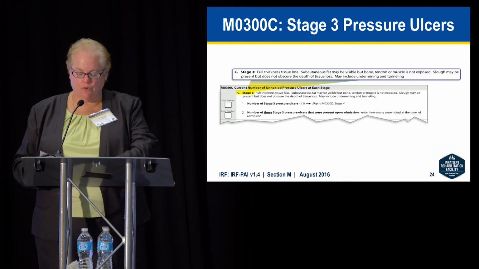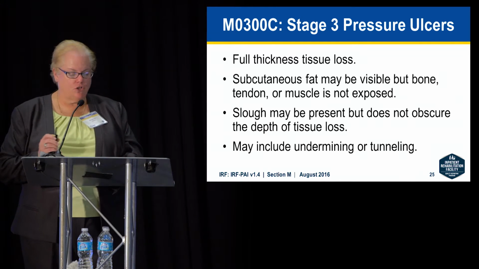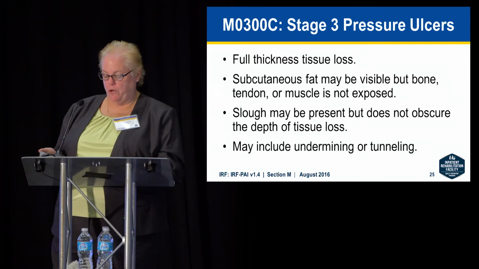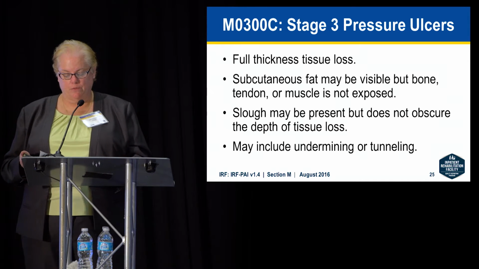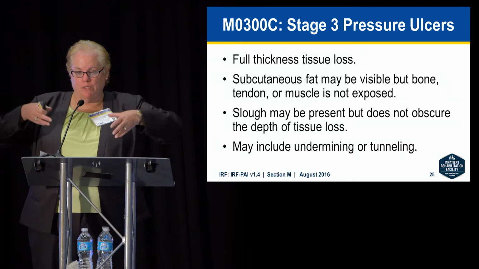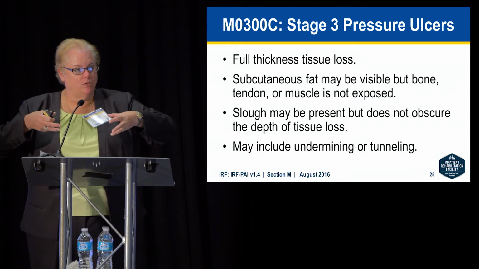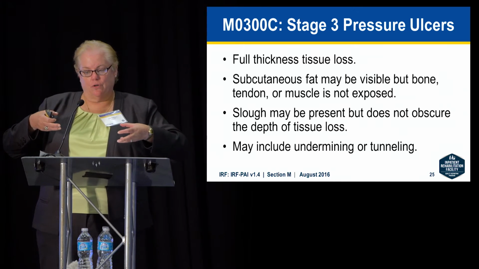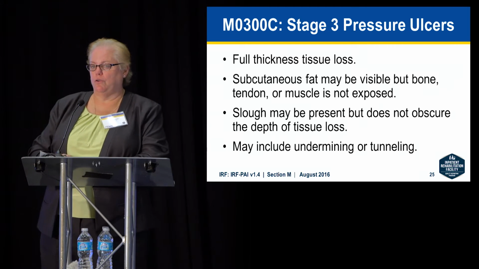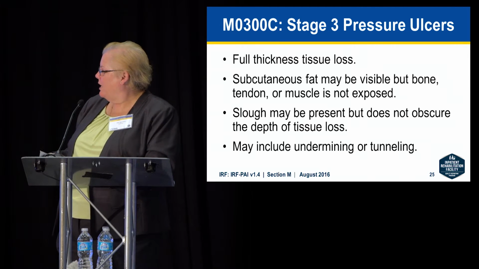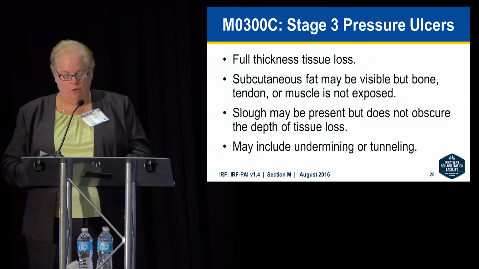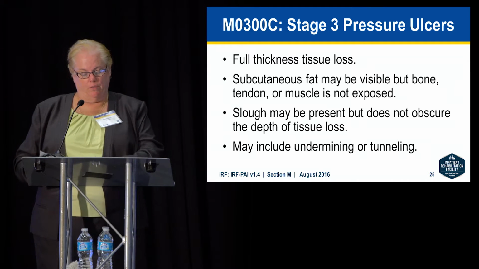So the stage 3 pressure ulcer, this is your full thickness tissue loss. Subcutaneous fat may be visible, but bone, tendon, or muscle are not exposed. Slough may be present, but does not obscure the depth of the tissue loss. So if you had an ulcer and you couldn't see down to the deepest level of the wound, then it would be an unstageable pressure ulcer. But if you have just a little bit of slough and you could see to the deepest part of this ulcer, you could go ahead and stage it as a stage 3, as long as we do not have bone, tendon, or muscle exposed. And we could have undermining or tunneling included with this.